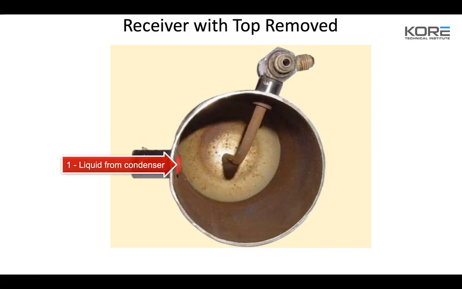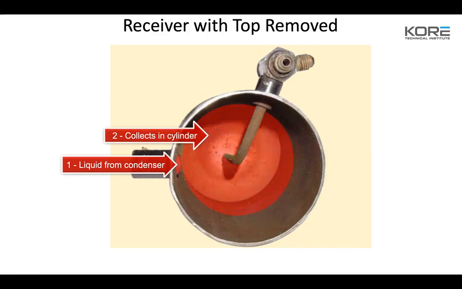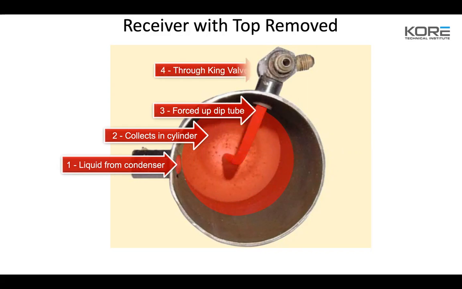So the liquid comes in from the condenser, collects in the cylinder, forces up the dip tube, and then goes into your liquid king valve to the TEV, the thermostatic expansion valve, or the metering device, depending on what you're dealing with. Usually it's always going to be a TXV or a TEV or an EEV, electronic expansion.